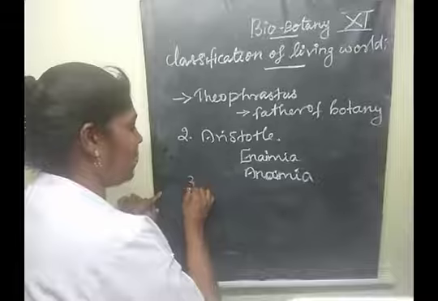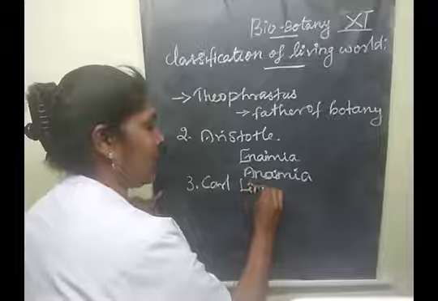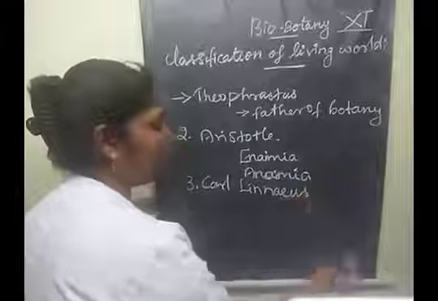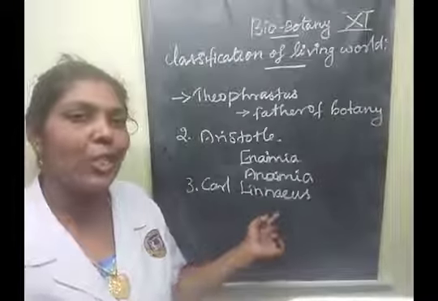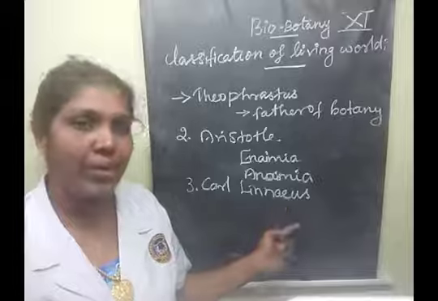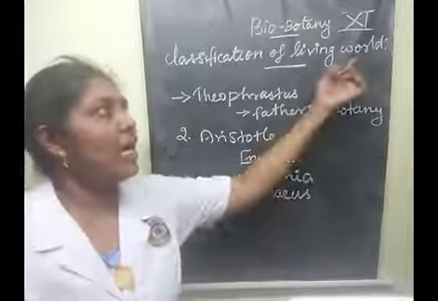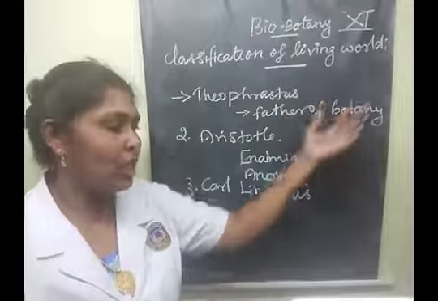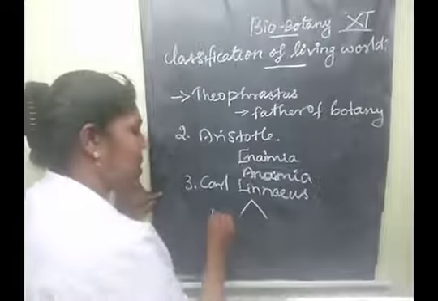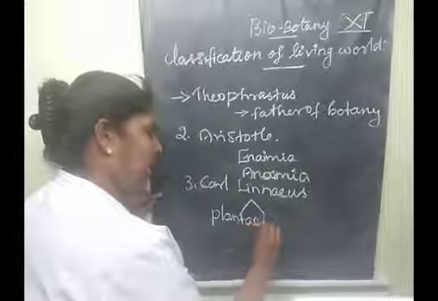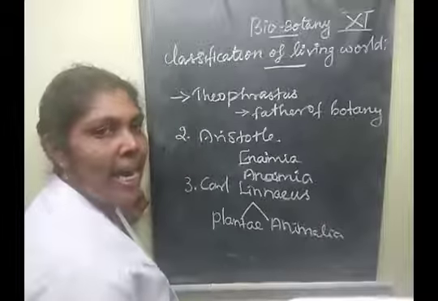Then the third taxonomist's name is Carolus Linnaeus. This Carolus Linnaeus is called the father of taxonomy. All living organisms are classified into mainly two groups. What are the two groups? The first is Plantae and the second is Animalia. Clear? Plantae and Animalia.